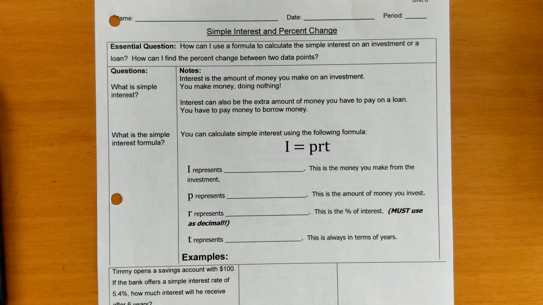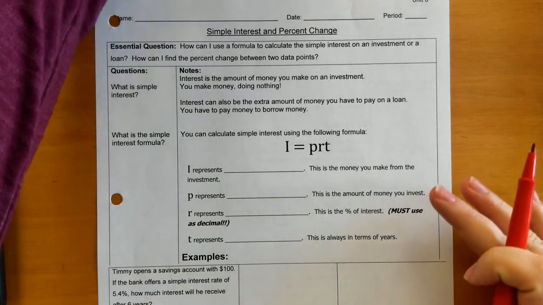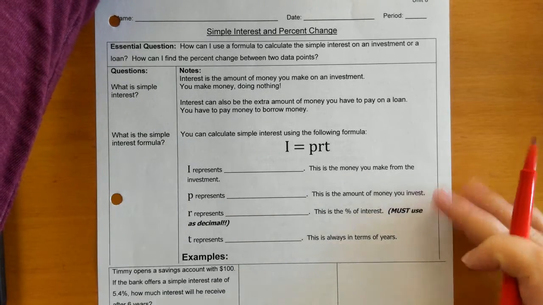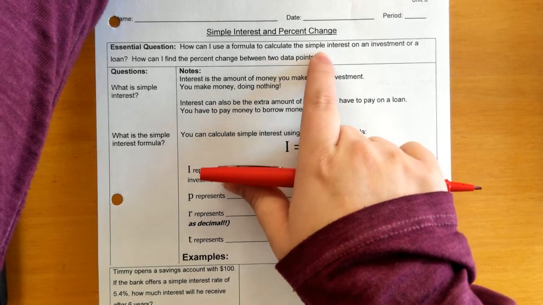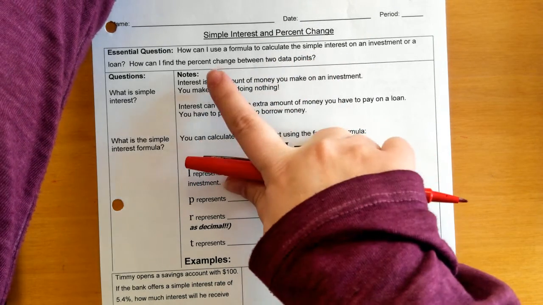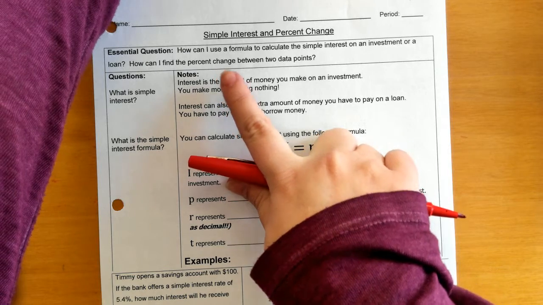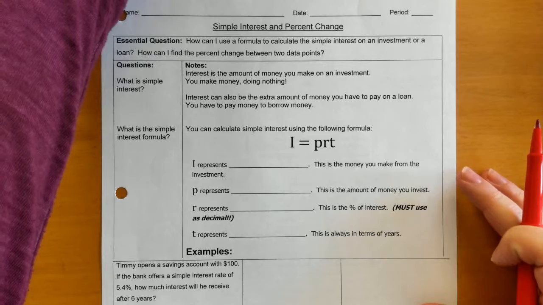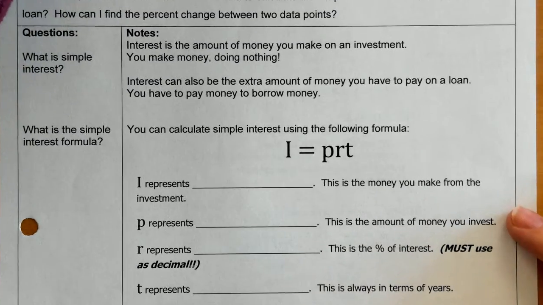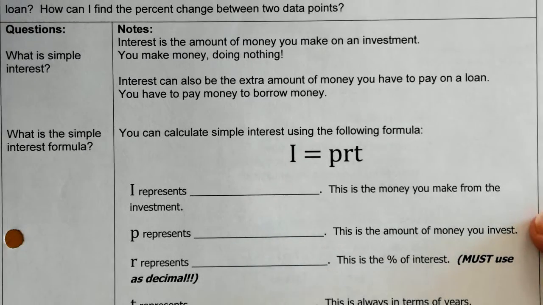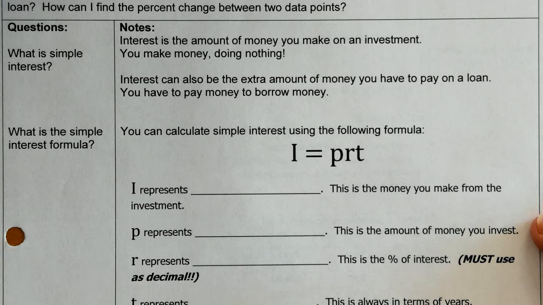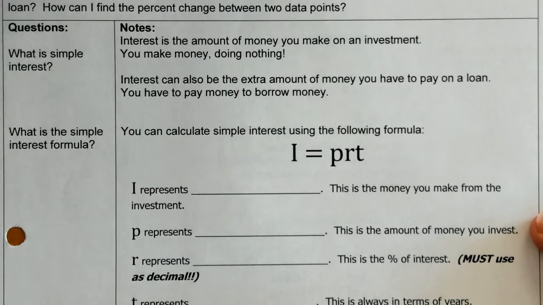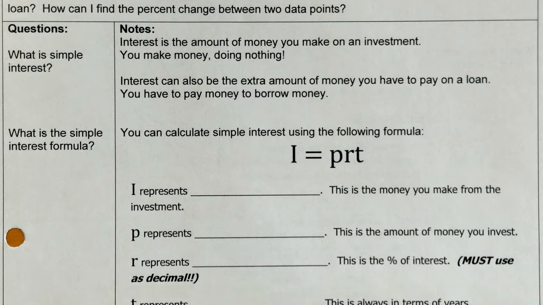So in this note sheet, we're looking at the ideas of simple interest and percent change. Our first question looks at, how can I use a formula to calculate the simple interest on an investment or a loan? And how can I find the percent change between two data points? Both of these topics use formulas. And so basically what we're going to be doing is, once we know what the letters in our formula are, then we can just use our formula.